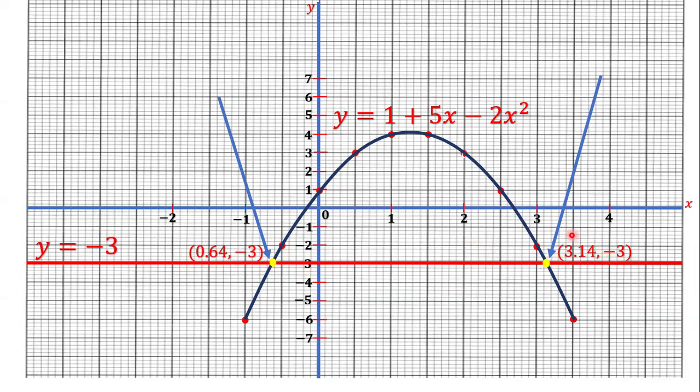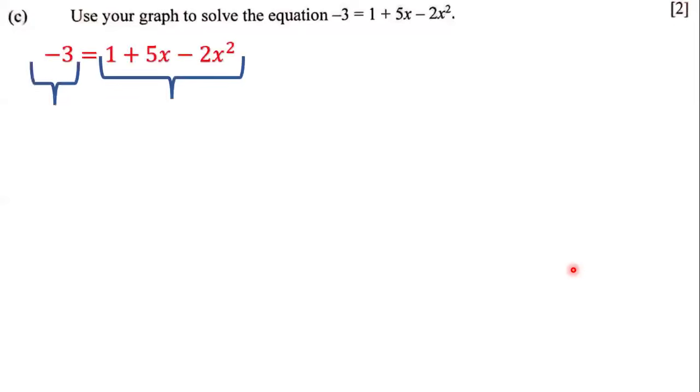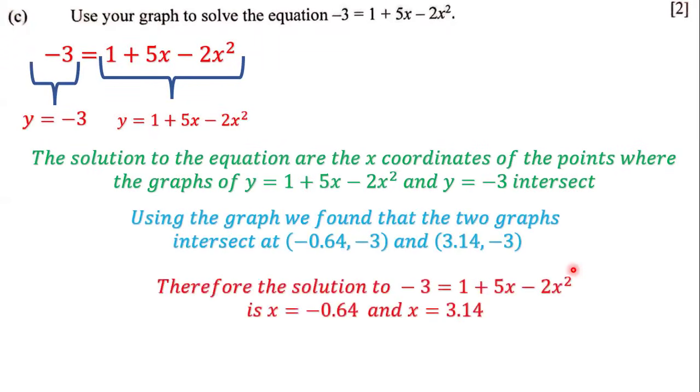And so that means that, remember, our solution to our equation is going to be the x coordinates. So using the graph, we found out that the two graphs intersect at negative 0.64 comma negative 3 and 3.14 comma negative 3. Therefore, the solution to this equation that they gave us is x is equal to negative 0.64 and x is equal to 3.14, correct to 2 decimal places.